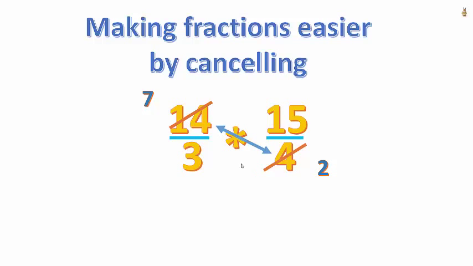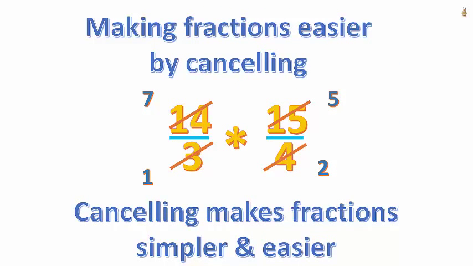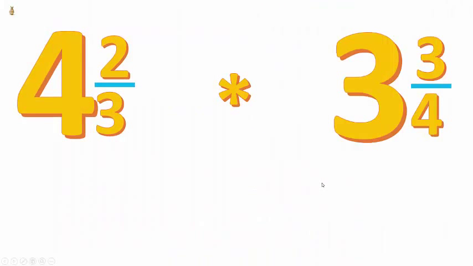3 into... that's what I've done there. Cancelling that one. 3 into 3 goes 1. 3 into 15 goes 5. Okay, so I've cancelled that way. Cancelling makes fractions simpler and easier. We could call it simplification. So there's the sum. 4 2/3.